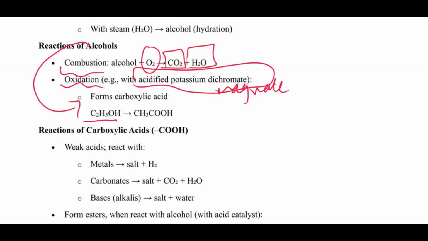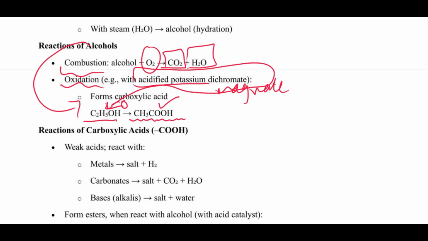You can see over here, C2H5OH has converted into CH3COOH. One O has been added. So from where has this O come? This O has come from potassium dichromate. Okay, only one O. This is an oxidation reaction.